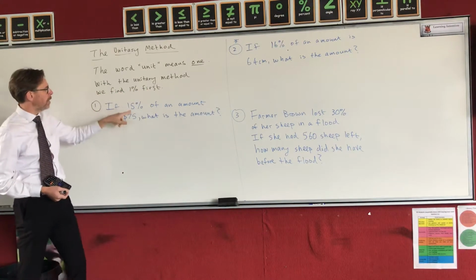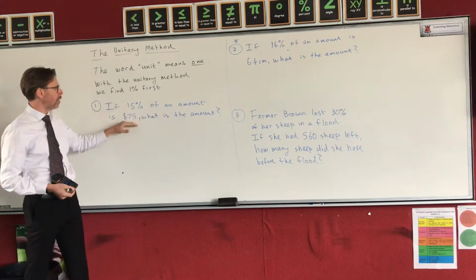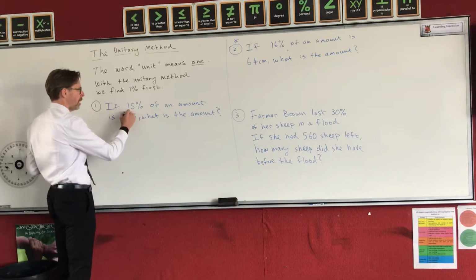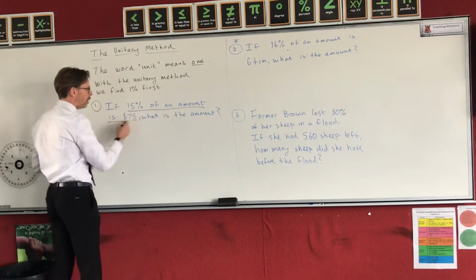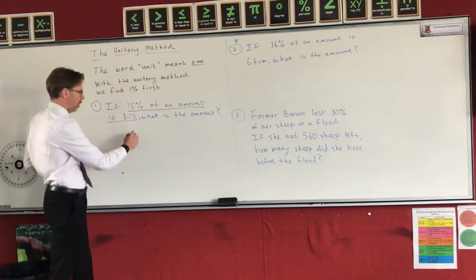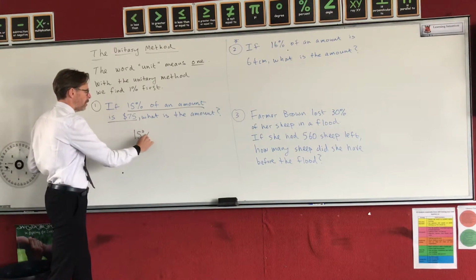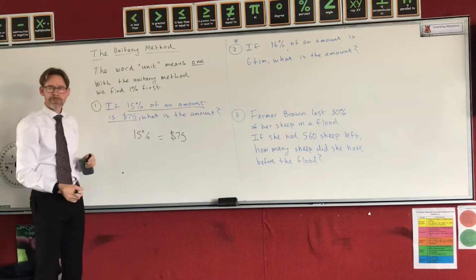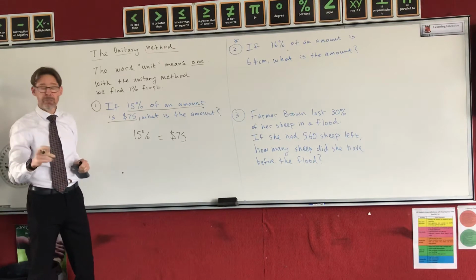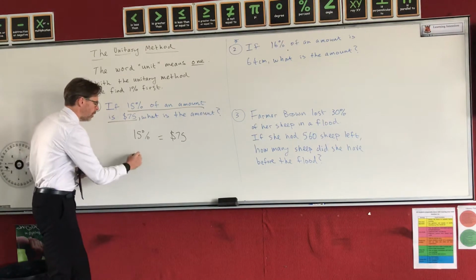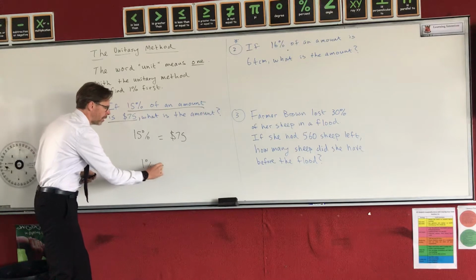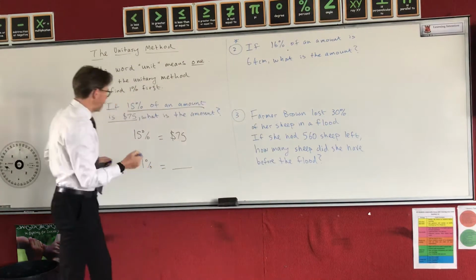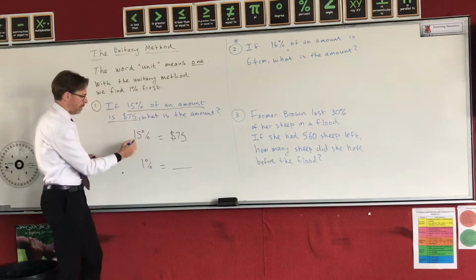First question, if 15% of an amount is $75, what is the amount? Okay, so first thing I'm going to do is I'm going to say, how can I write that down using mathematics? So I'm going to write down that 15% is equal to $75. Now with the unitary method, we need to find 1% first. So I want to get what 1% is equal to. Now, how can we do that? How can I get 1% from 15%?